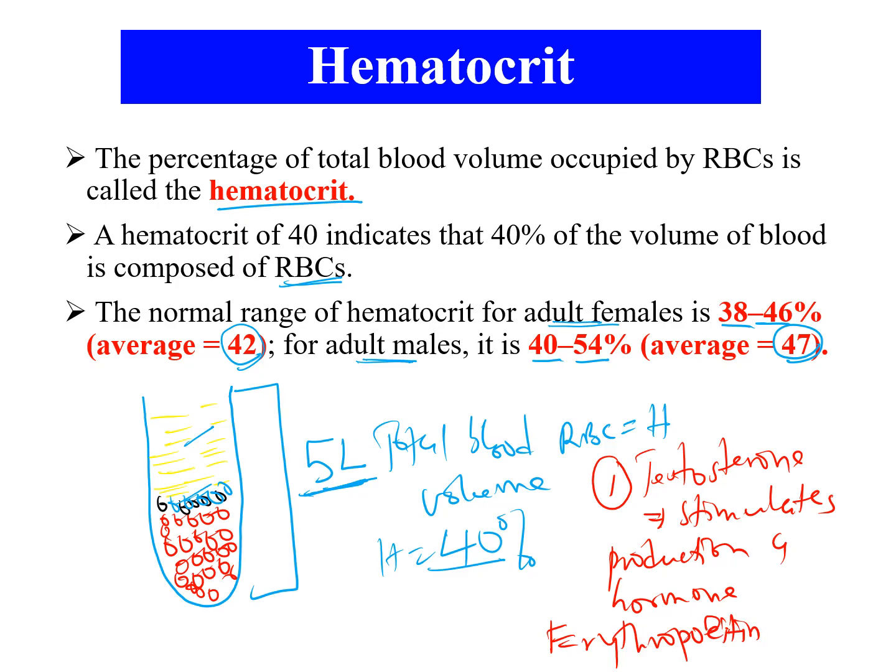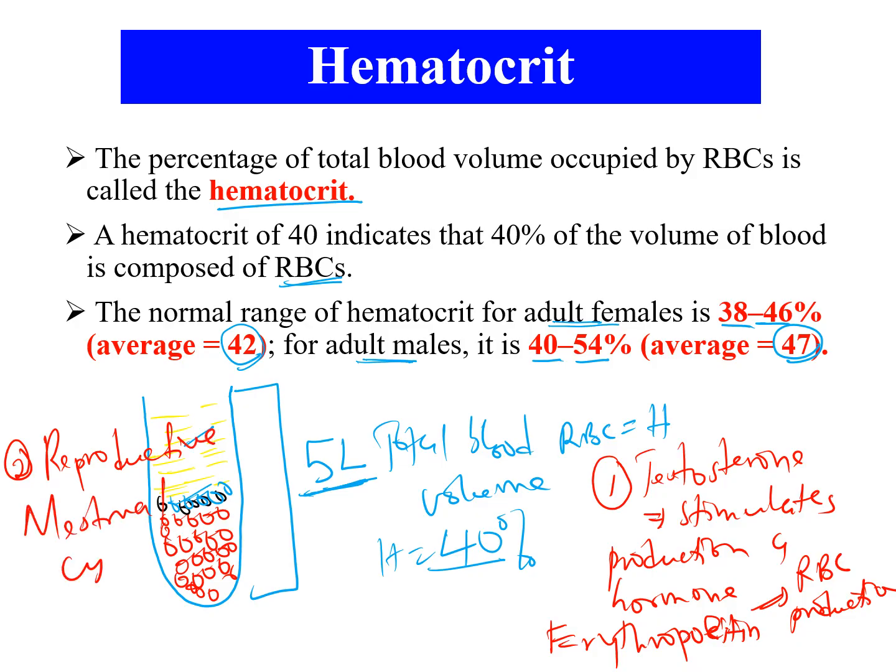What does this erythropoietin do? Erythropoietin is a hormone that stimulates red blood cell production. RBC production is under the influence of erythropoietin. So because of that, males will have more red blood cells in comparison to females. The second reason is that females in their reproductive years tend to lose blood during their menstrual cycles. Because of that, their hematocrit is going to be lower in comparison to that in males.